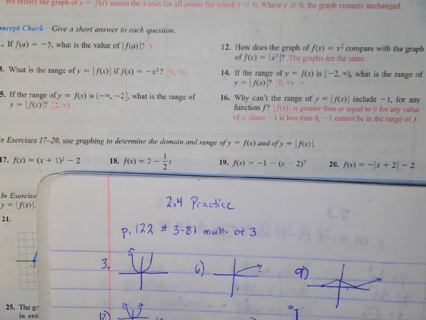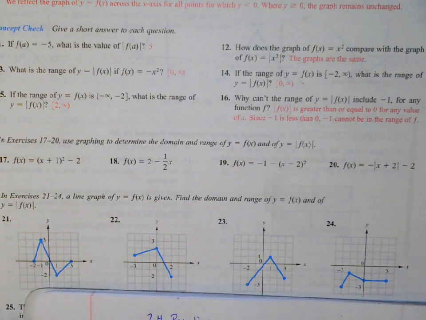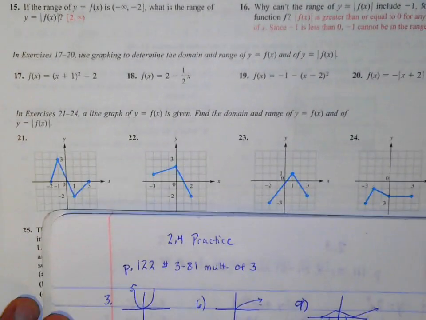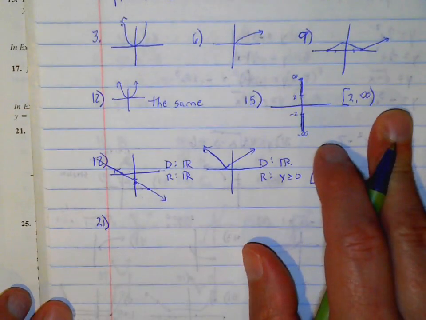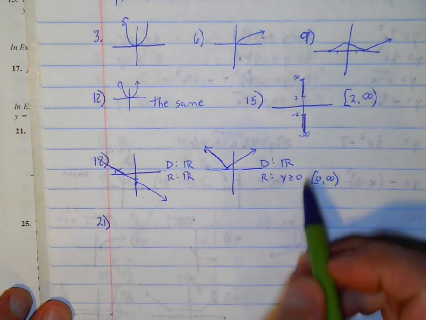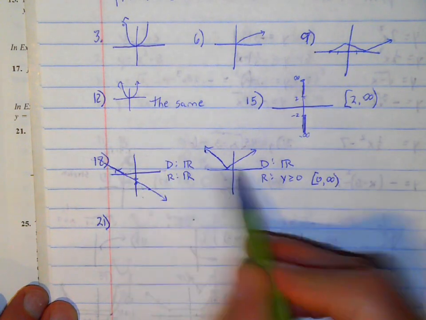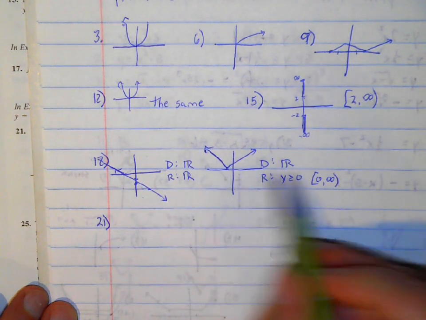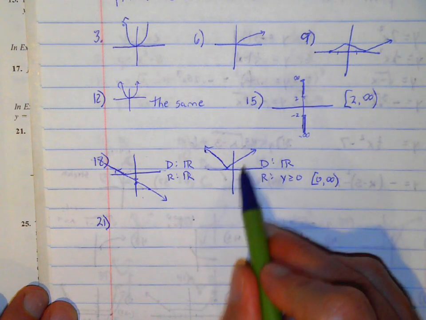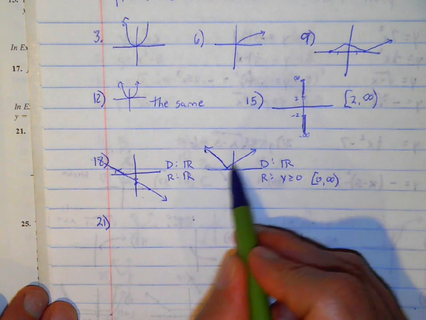21. I don't know if you could see that last one. So it comes down here and goes up here to be positive. That's your absolute value. Have all of our x's, but only y from 0 through infinity.